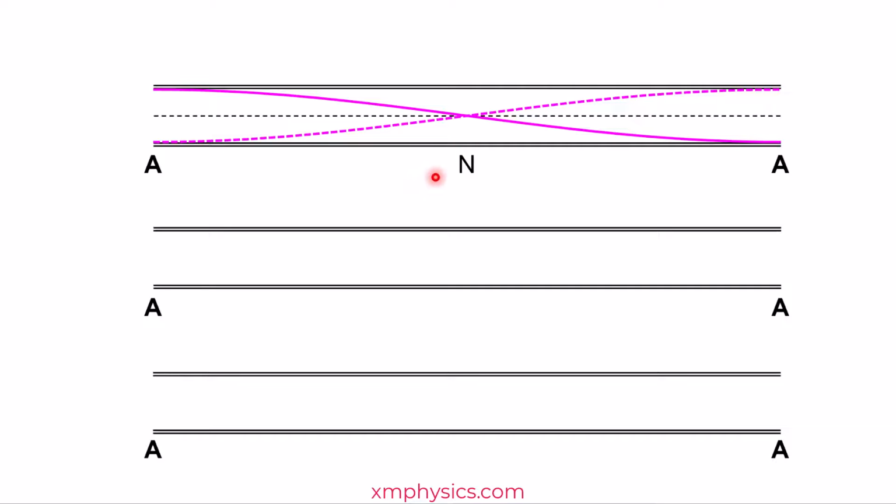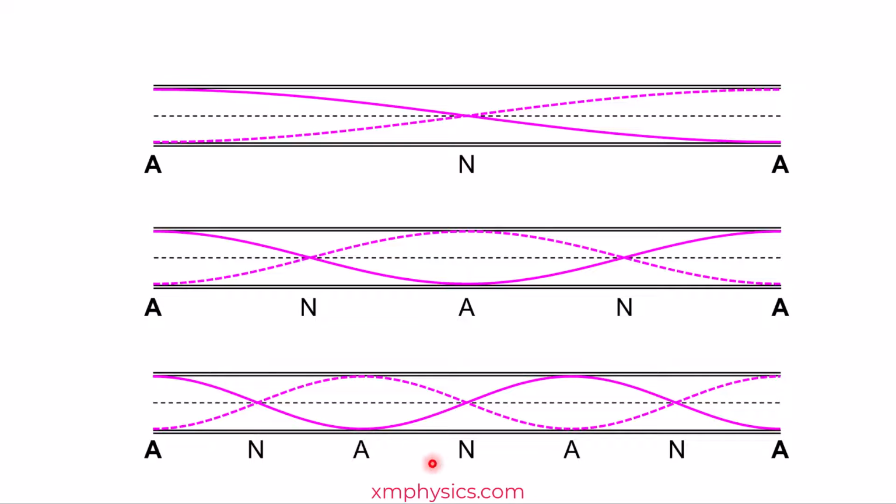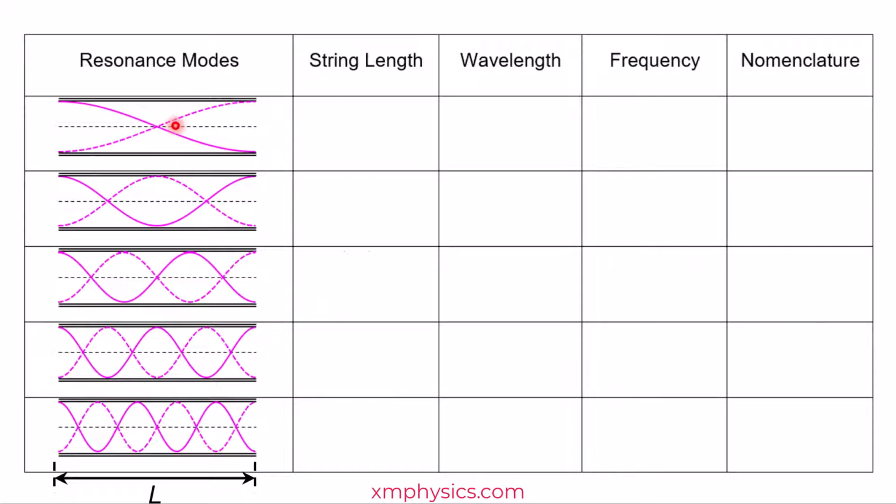So this is not the only one. What is the next one we can do? For the first one, we have antinode, node, antinode, right? So the next one we can do antinode, node, antinode, node, antinode. And I think you know what the next one is, right? The next one is going to look like this. So are these the only three? Of course not. There are an infinite number of possible resonance modes, starting from the first, and then the second, the third, the fourth, and the fifth.